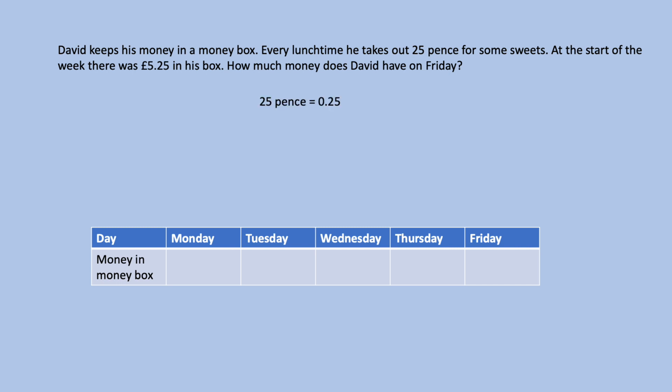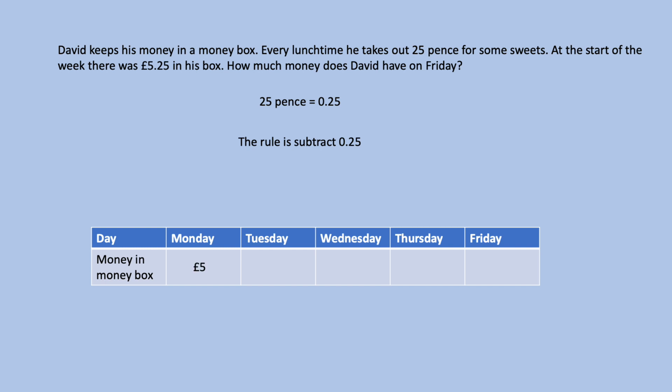And if we look at the question, it says that he takes out 25 pence or 0.25 for sweets every day. So the rule for this sequence would be that it decreases by 0.25. So we are subtracting 0.25 each time. Okay, so on Monday he takes out 25 pence. So what we would need to do is £5.25 take away 0.25 or 25 pence, and that would equal £5.